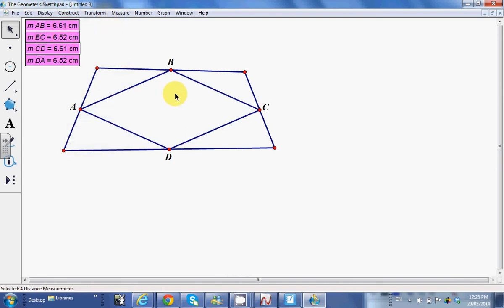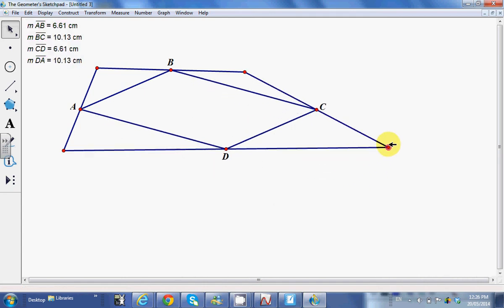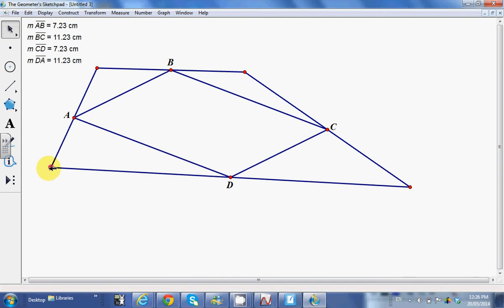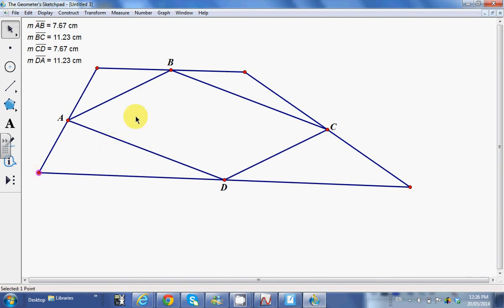Now what happens if I drag one of these vertices? Maybe another vertex. Okay, so at first glance, it looked like maybe a square because all the sides were the same length, but that's obviously not true. But we do notice that AD and BC are the same, as well as AB and DC are the same. So it appears to be a parallelogram.